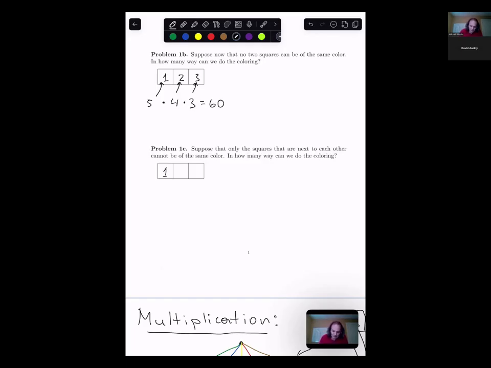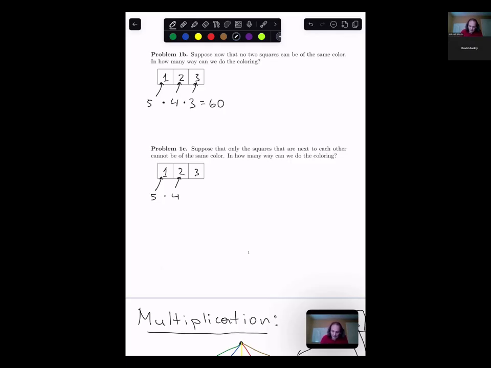So how many choices do I have for the first box here? Again, we just have five choices, right? So it's not very different, because there were no restrictions. And then for the second box, well, I cannot do the same color, right? So it's going to be four, right? So four choices. Okay, so far it's kind of similar to the previous one.